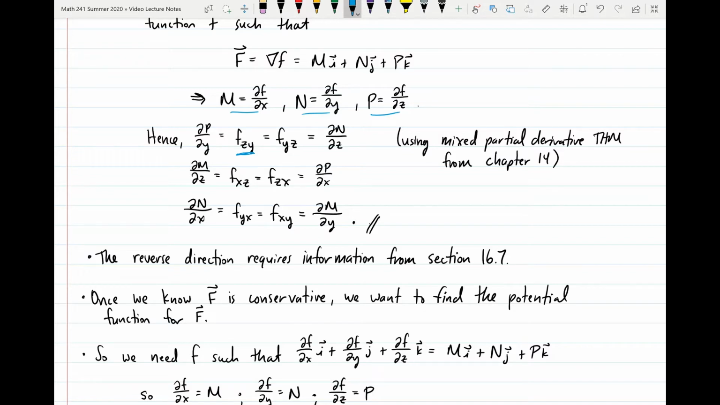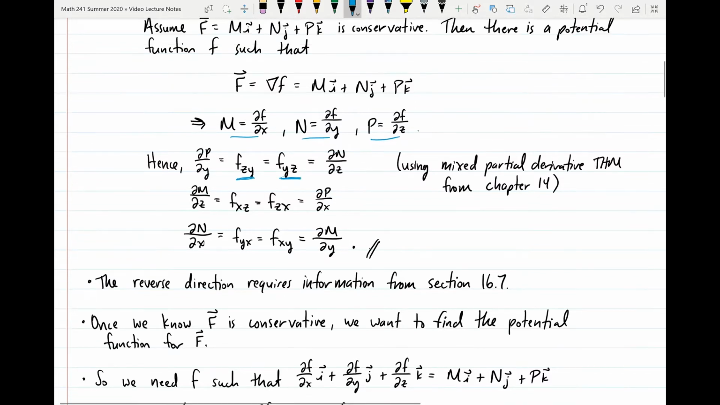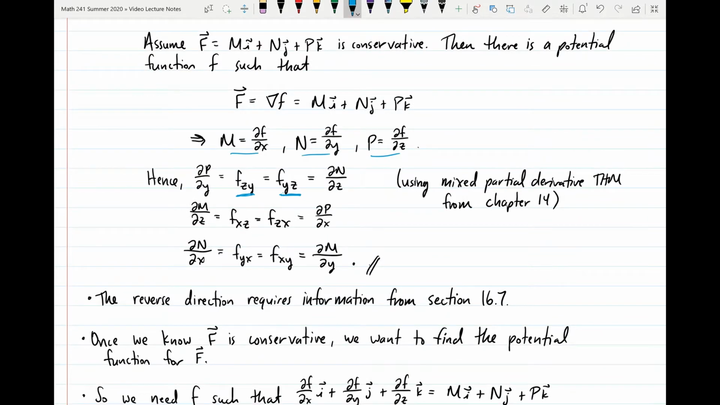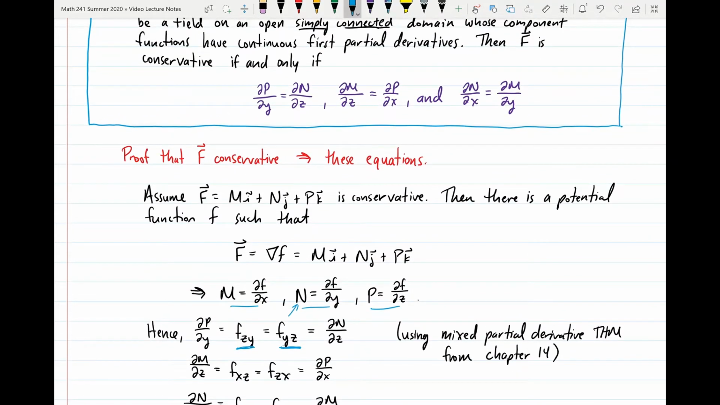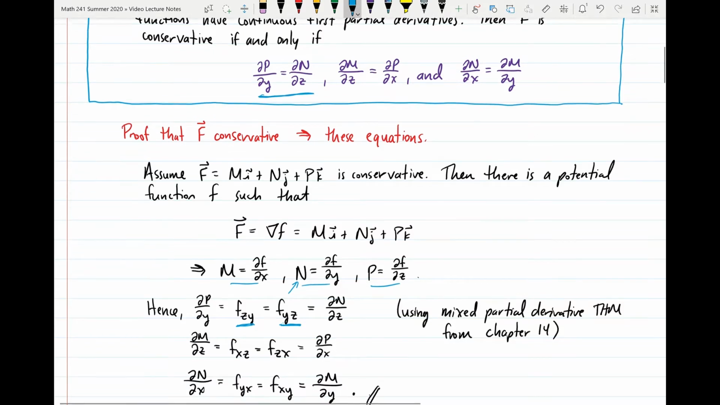And by a theorem that we have for mixed partial derivatives from a theorem in chapter 14, we can switch the order of this second order partial derivative here so that we get f sub yz. But f sub y is equal to n. That's given up here, which means that f sub yz is equal to the partial derivative of n with respect to z. And if you look back up at the theorem here, this gives us our first equation, so that the partial derivative of p with respect to y is equal to the partial derivative of n with respect to z.